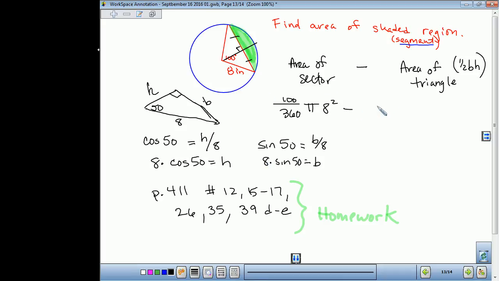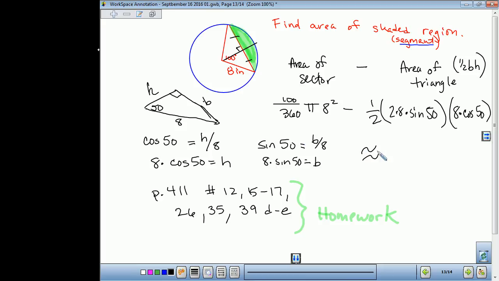So, area of a triangle is 1/2 the base. Well, we said we had to double that because this base is not that base. We have to double it. 8 times sine of 50, times the height, which is 8 cosine of 50. And I wouldn't ask for exact on this because exact would be ugly. We'd have to leave sine of 50 and cosine. Yeah, we're not going to do that.